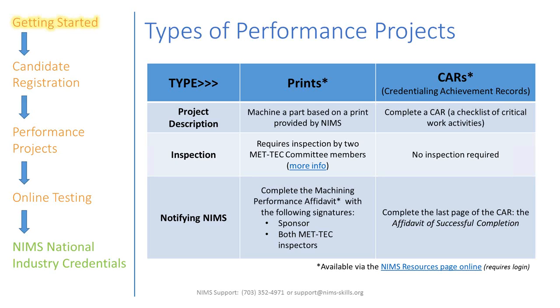For CAR projects, the individual pursuing certification will complete a series of skills checks. When those skills checks are successfully completed, then an affidavit form is sent to NIMS to alert staff that the project was successfully finished. At that time, NIMS staff will unlock the online theory test. Prints and CARs are all available on the NIMS resources page, which does require a login to access. Now let's take a look at which certifications require prints and which use CARs.